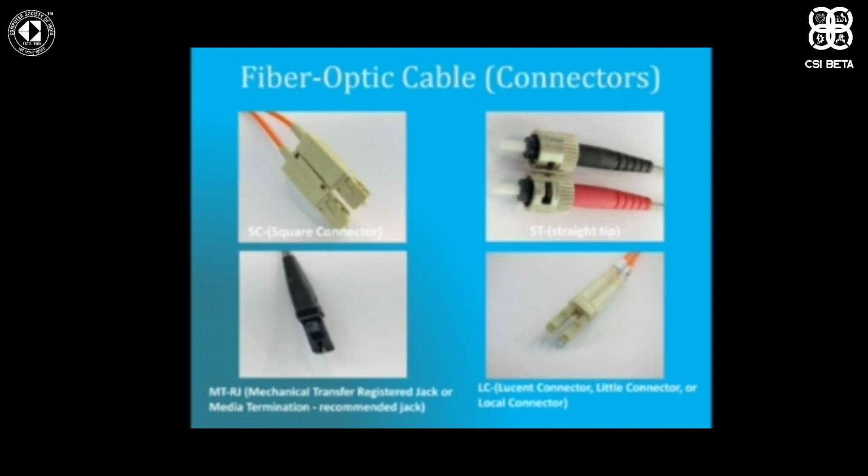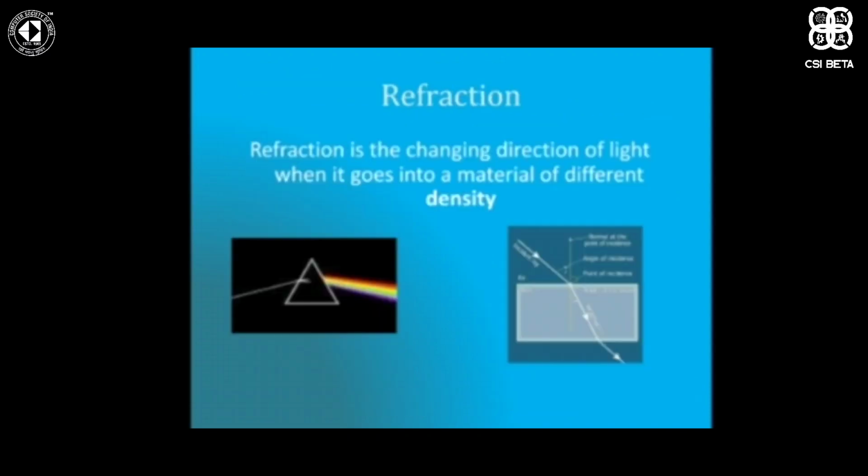First one is the SC connector. Next, the ST, that is the straight tip. The MTRJ, mechanical transfer registered jack or media termination recommended jack. Next, the LC, lucent connector or little connector or local connector. The other principle is refraction. Refraction is the changing direction of light when it goes into a material of different density.